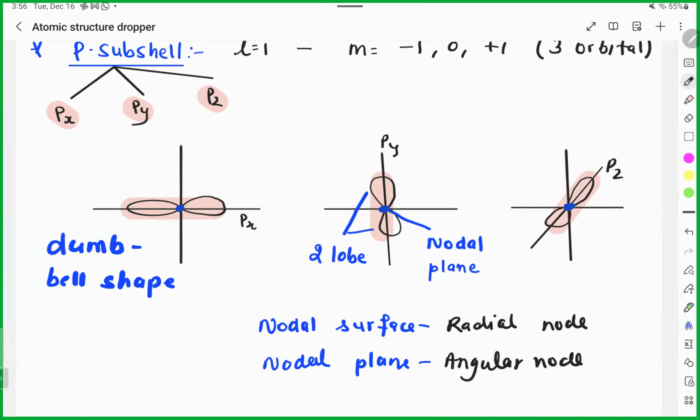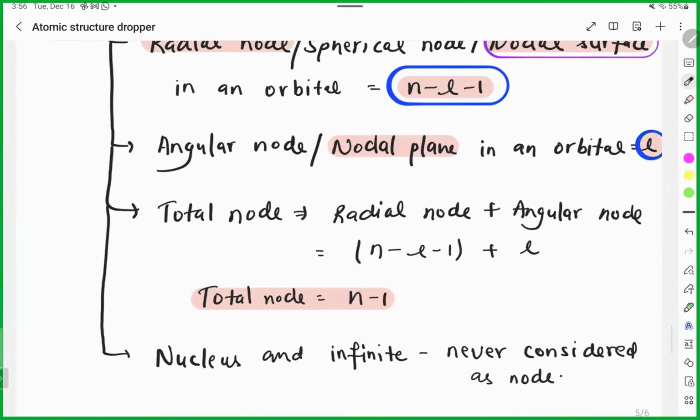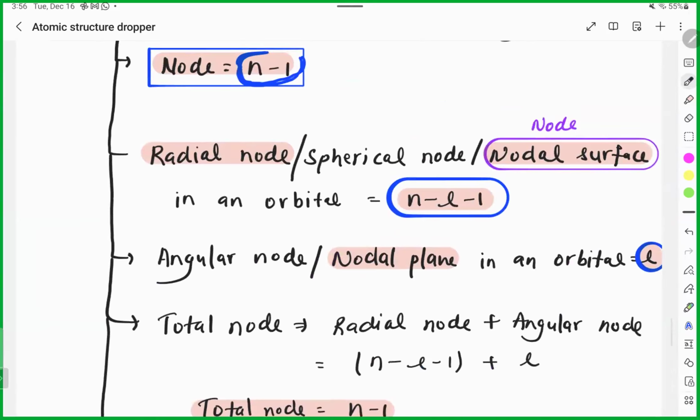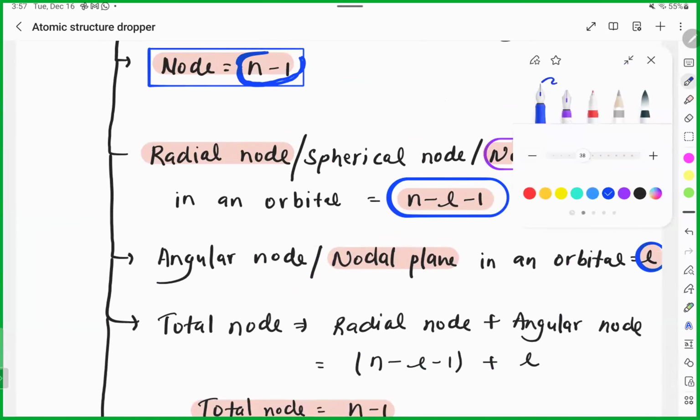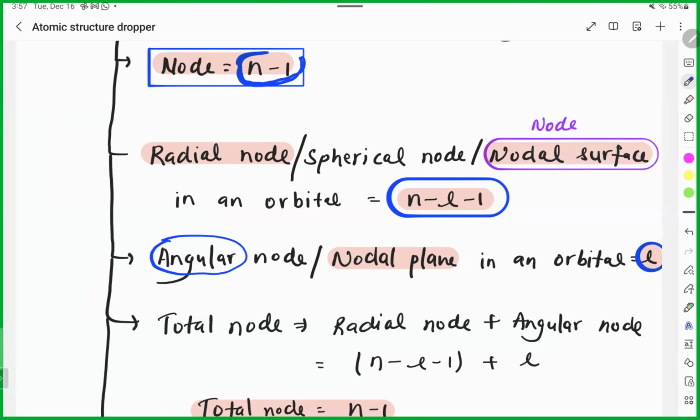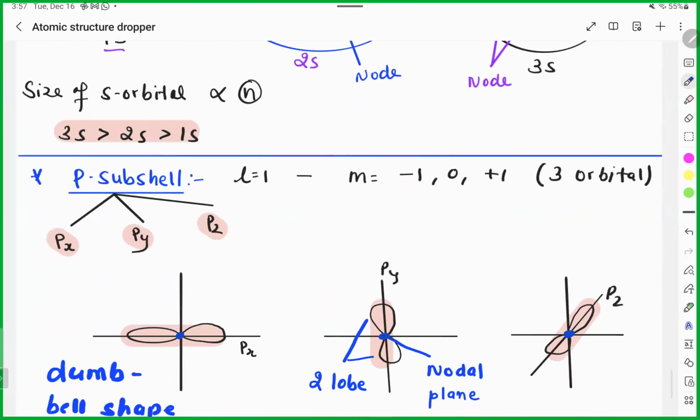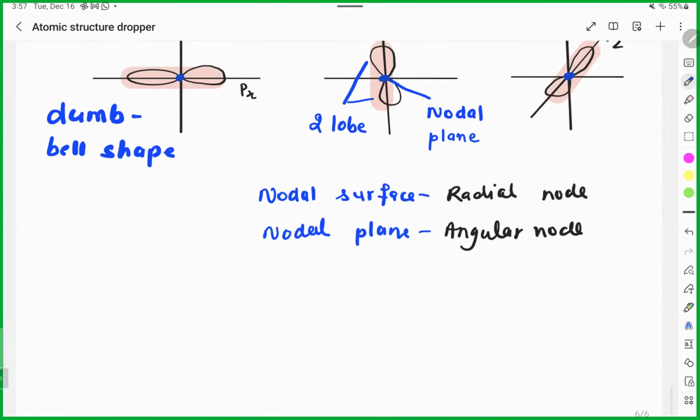How do we know from this point? I told you here, the nodal plane is used for the angular node. For radial, I said nodal surface. Correct? Because you will be confused between them. So if you take nodal surface and nodal plane, the value will be different.